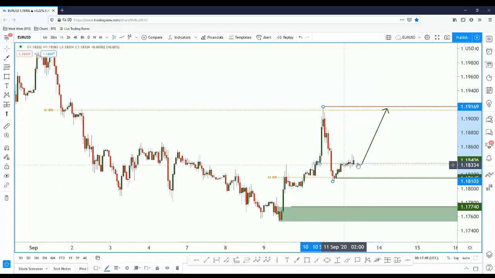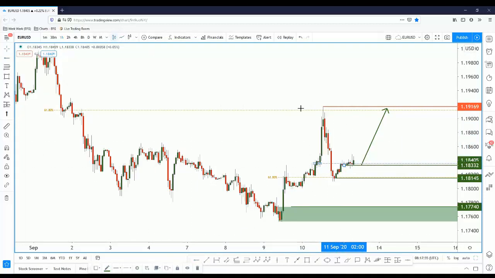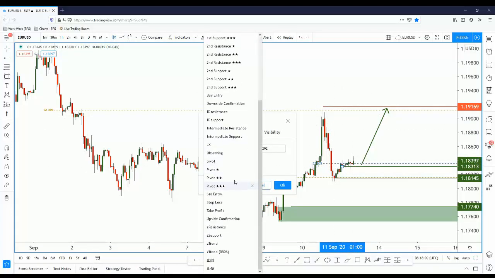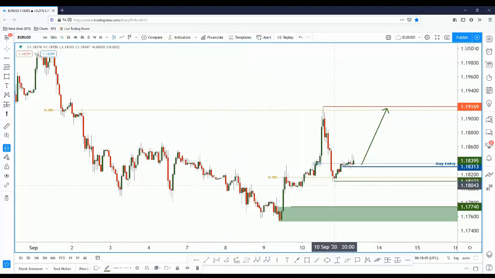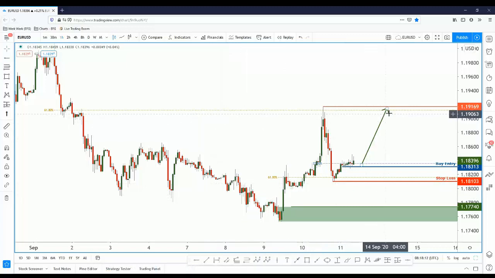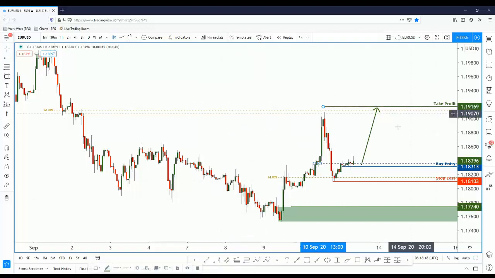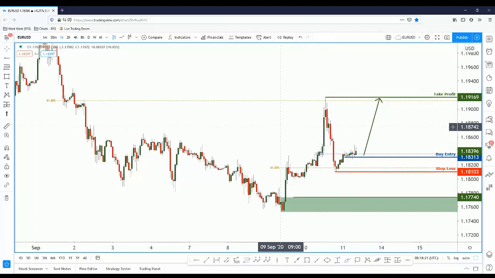So this graphical area, I'm just going to switch to a line chart so it's easier to see, and I'm going to put my buy entry on the low of this graphical area. I'm going to have a buy entry over here, and my stop loss will be slightly below the 61.8. So how this works is I'll wait for price to come back to my buy entry, trigger it, and then I will play all the way up to the take profit here. This is the 4 hour target.